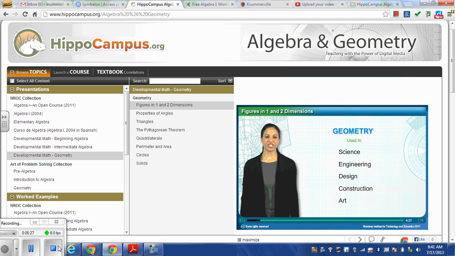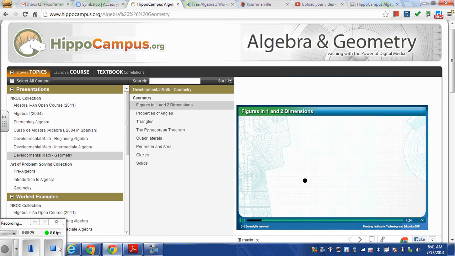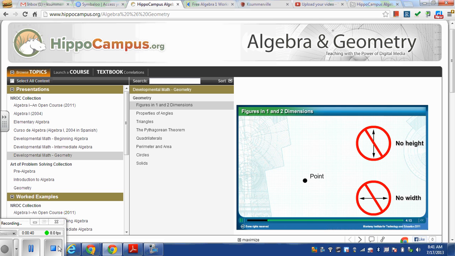Let's look at the basic geometric figures. This dot represents a point. A point is an infinitesimally small location, but we represent points with dots so we can see them. Points have no width and no height, but they represent a specific location on a plane.